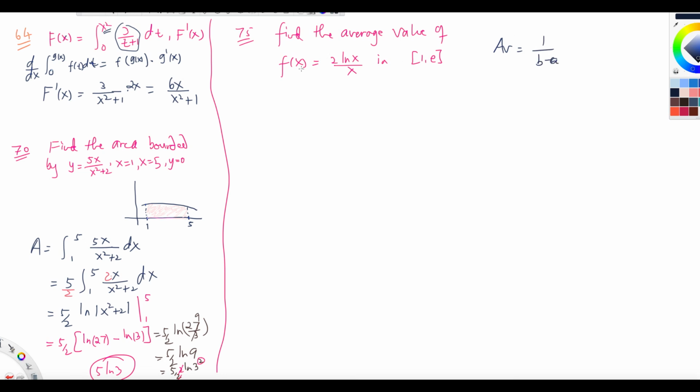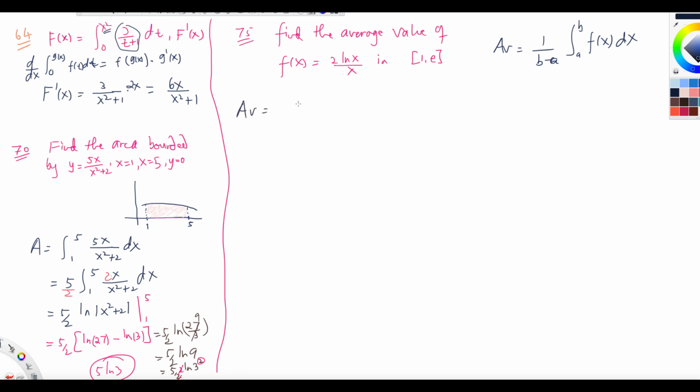The average value of a function f(x) in the interval [a, b] is 1 over (b minus a) times the integral from a to b of f(x) dx. So it is the area divided by the length of the interval. Okay, so how do I do the average here?